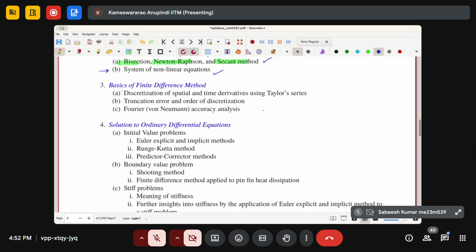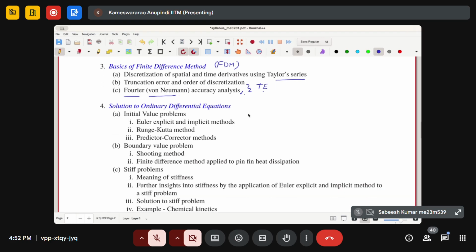Then once that is done, we'll move on to the basics of the finite difference method. This is finite difference method, in which we're going to look at what is discretization of spatial and time derivatives. How do we go about discretizing them using Taylor series expansion? Then we're going to look at what is truncation error, okay, and what is the order of the discretization. These two we're going to see. Then we're going to learn some kind of a classical tool, which is known as Fourier accuracy analysis, or von Neumann accuracy analysis. This we're going to learn in terms of how accurate and how stable a particular method is.